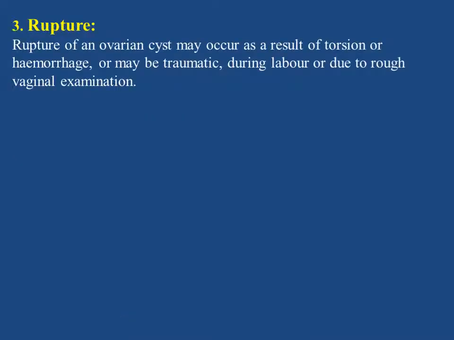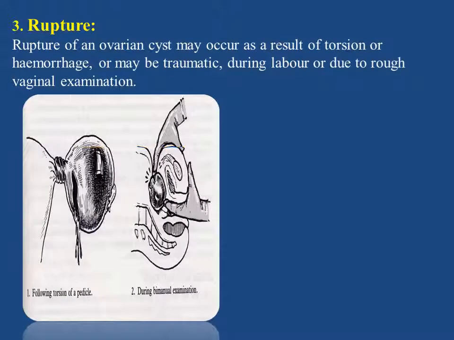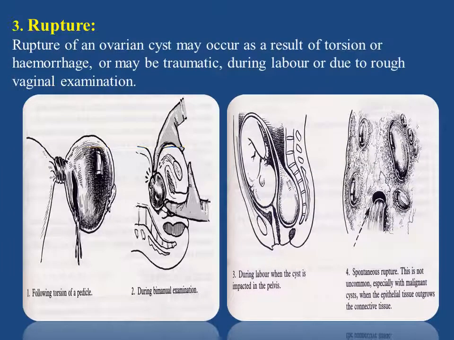Then rupture of the ovarian cyst may occur as a result of hemorrhage or torsion, may be traumatic during labor or due to rough manipulation. Here it is following torsion of a pedicle, during bimanual examination, during labor if the cyst is impacted in the pelvis, or spontaneous rupture. This is not uncommon.